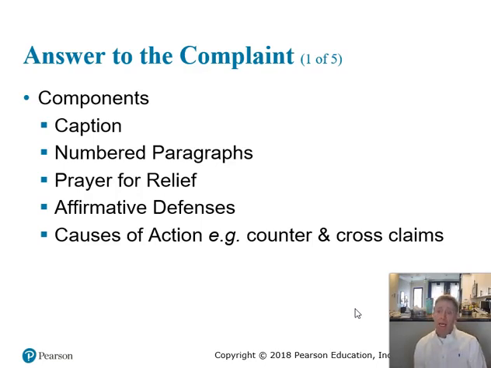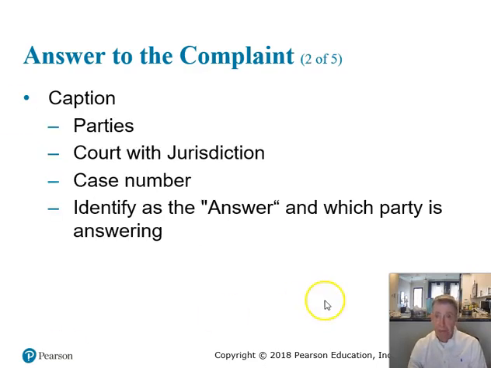Now here, it could be that you have a claim against the plaintiff. So that could be a counterclaim or a cross-claim. Now in your caption, you need to name the parties, the court with jurisdiction, the case number, and identify as the answer to which party is answering.